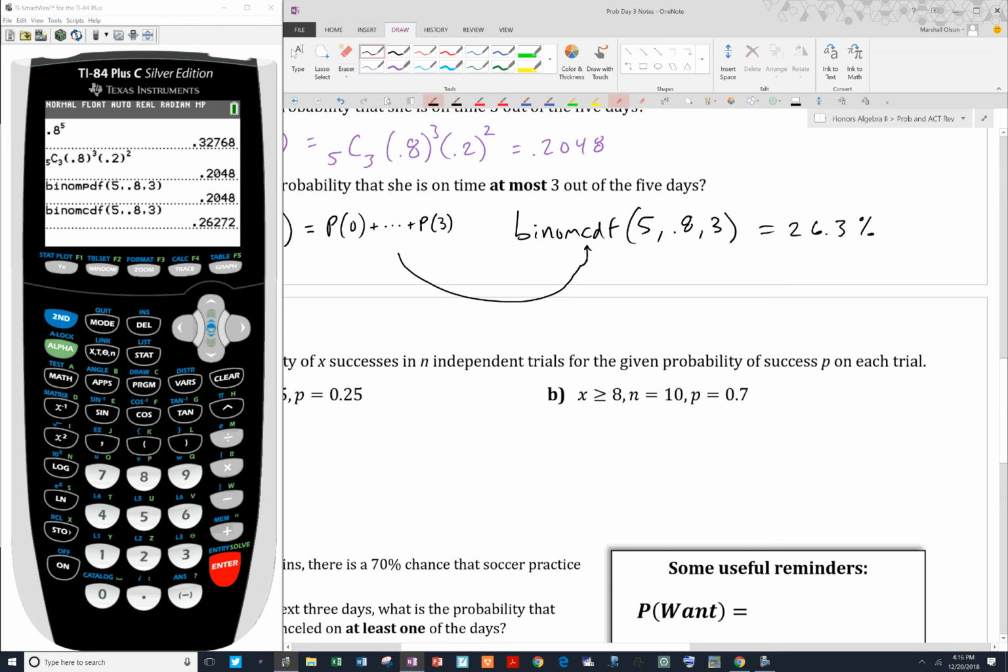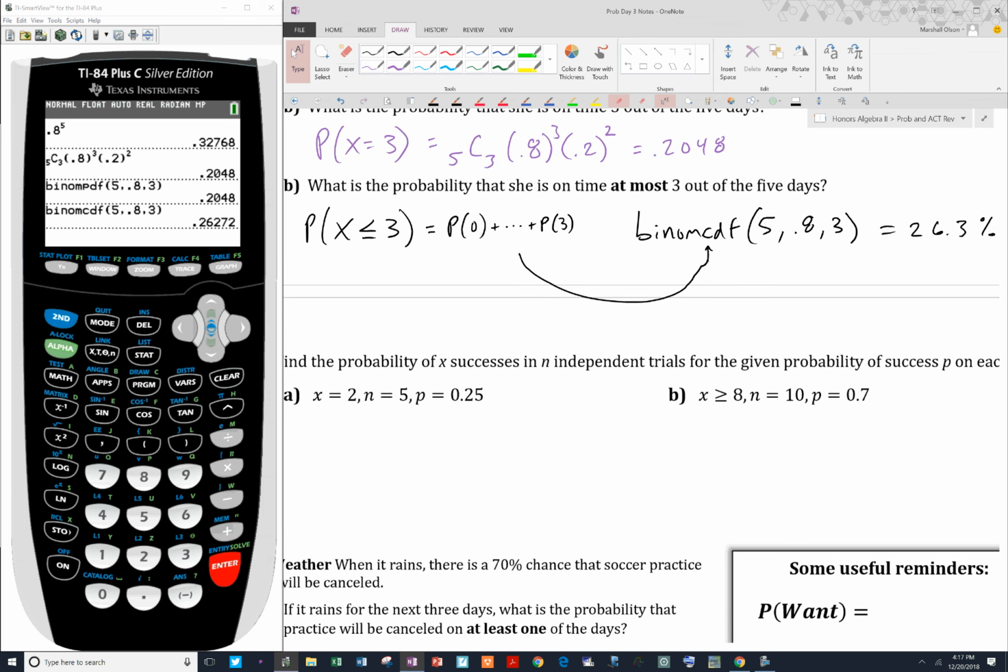Or 0.2627, whatever you want to round to there. So when you want to go from 0 to a number, or in other words, when you're told at most, you want to just use the CDF.